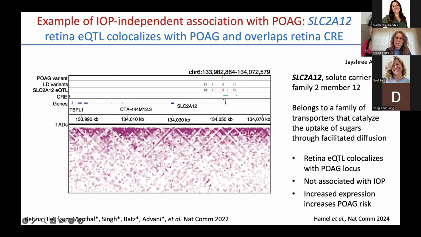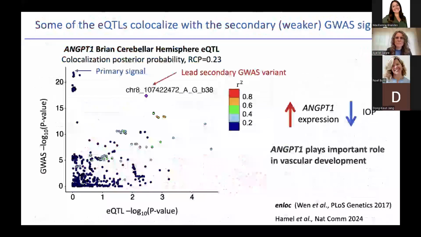And looking at epigenetic data from Anand Swaroop's lab at NEI, where Jayshree Advani generated this figure analysis, we see that the lead GWAS variant and the eQTL for this transporter overlap a cis-regulatory element inferred from epigenetic data from human retina, providing additional support that this may be the causal mechanism.